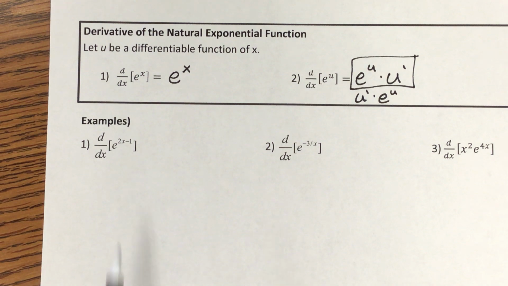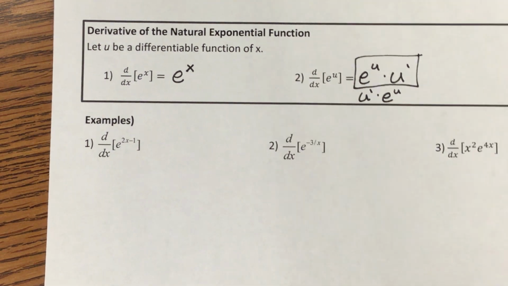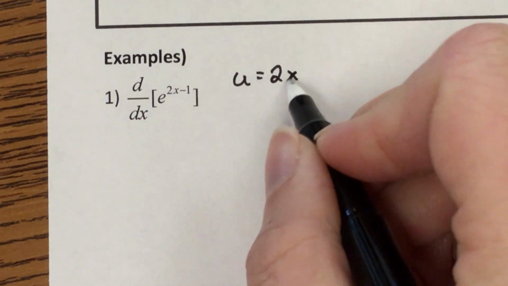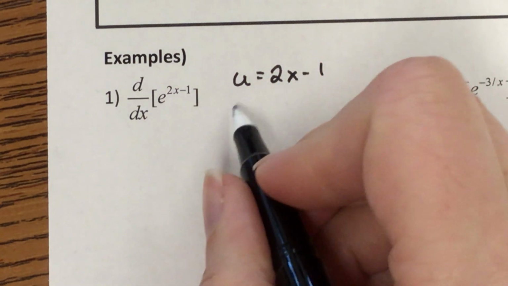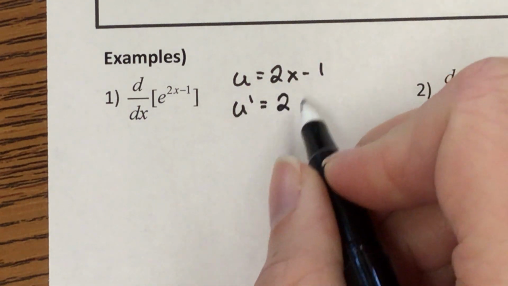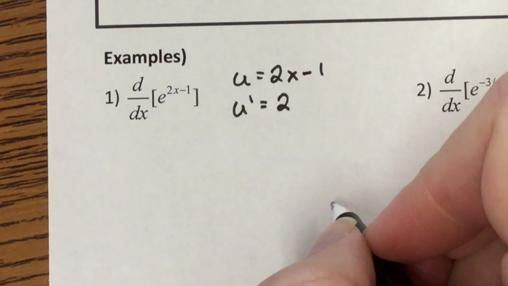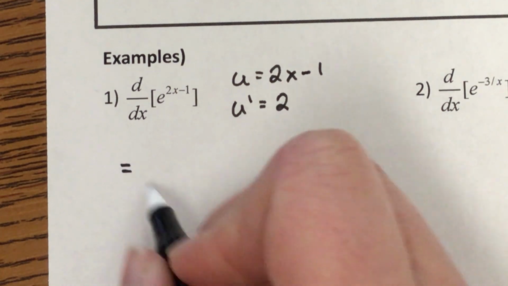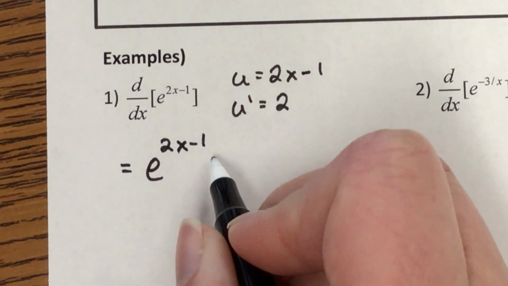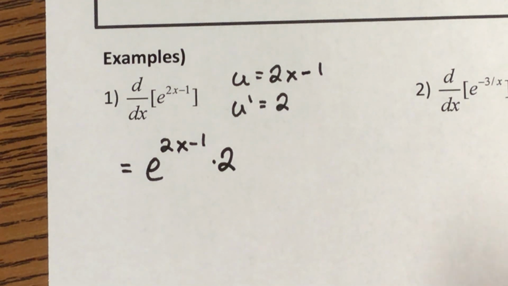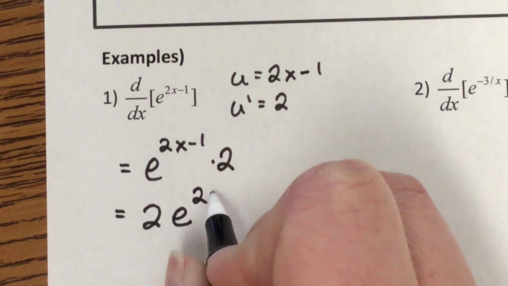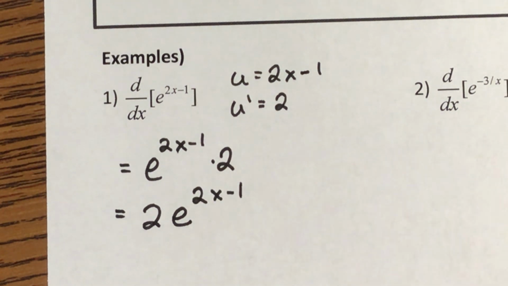Number 1, we want to take the derivative with respect to x of e to the 2x minus 1. 2x minus 1 is u, right? It's the exponent. Its derivative, u prime, is just 2. We can use the power rule from way back when we first learned derivatives. So the derivative with respect to x of e to the 2x minus 1 is e to the 2x minus 1 times u prime, which is 2. It definitely looks cleaner if you put the 2 first and then the e to the 2x minus 1. You can put a multiply sign in there if you want. It's just kind of understood.